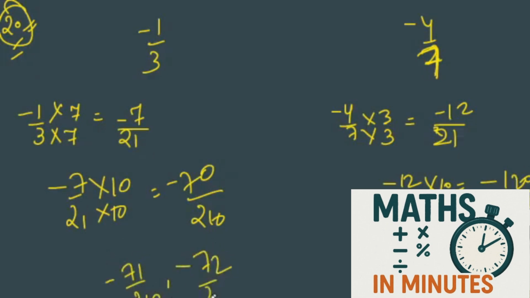-71/210, -72/210, -73/210 till -119/210. These all are rational numbers.